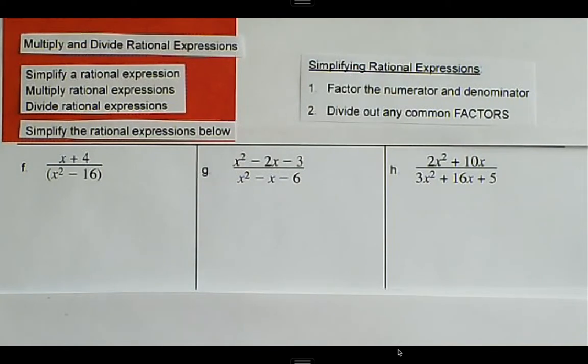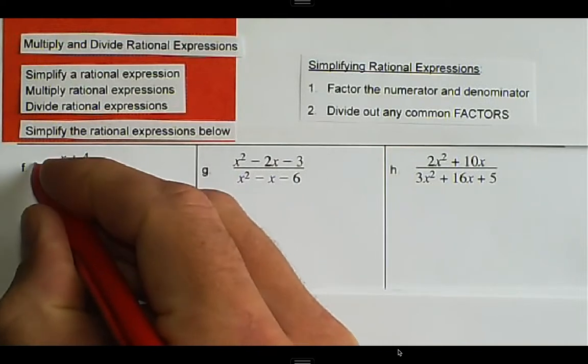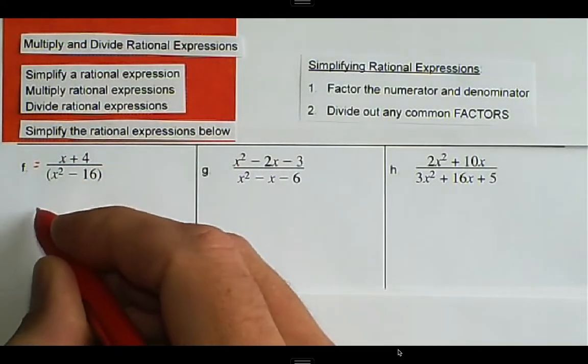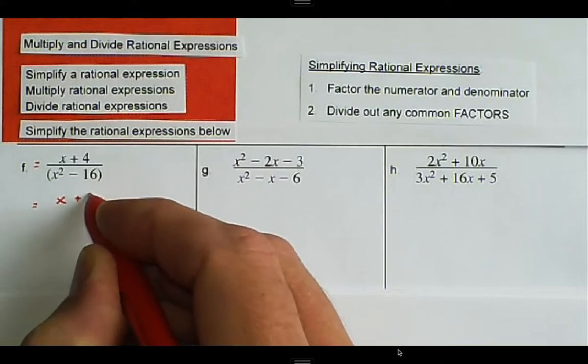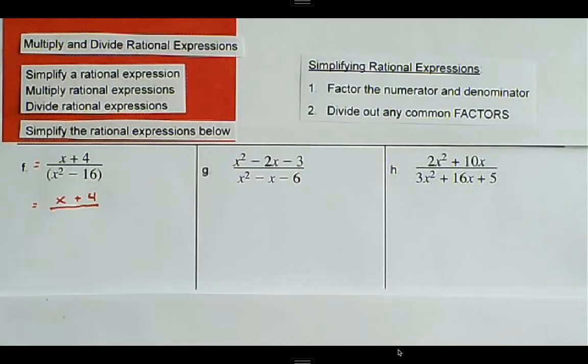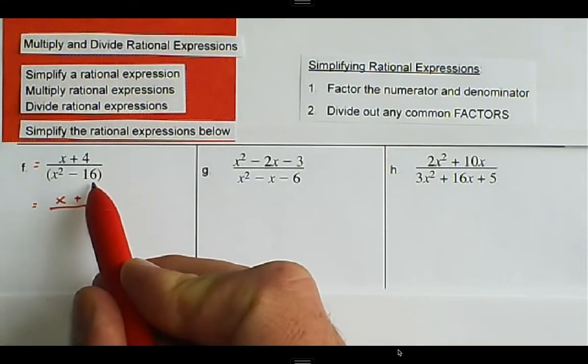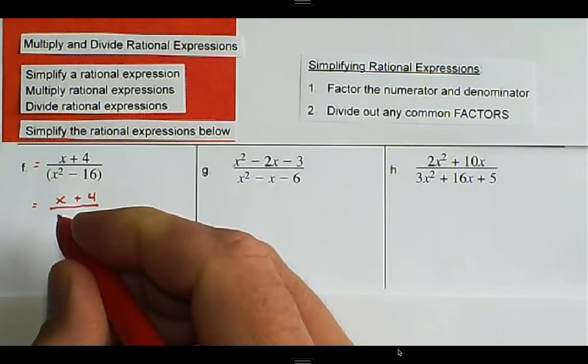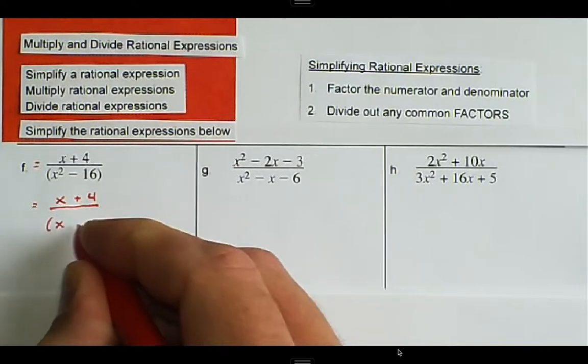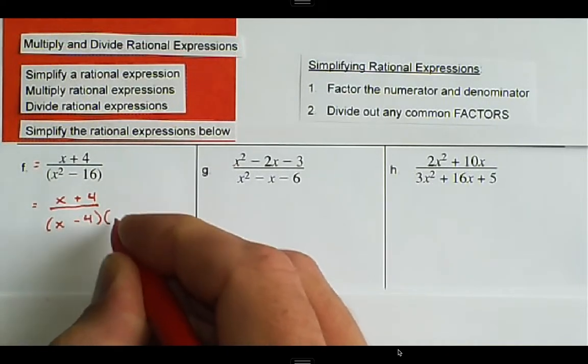We want to multiply and divide rational expressions, and right now we're looking at simplifying rational expressions. So the first thing that we want to do is factor the numerator and the denominator. For this example F here, the numerator is already factored, so we can just leave it as x plus 4. And in the denominator, we see that we have x squared minus 16, so that's going to be a difference of squares. So we can say x minus 4 times x plus 4.